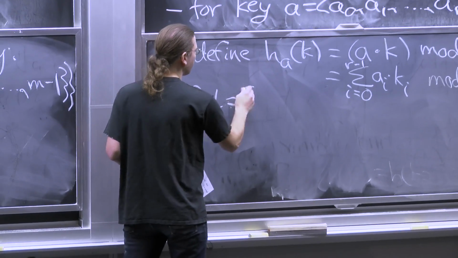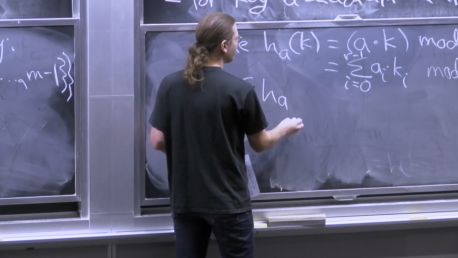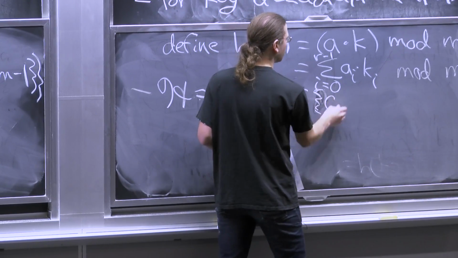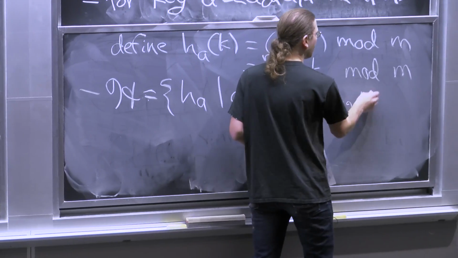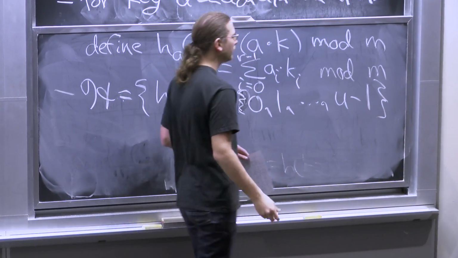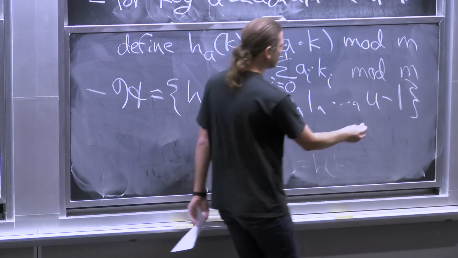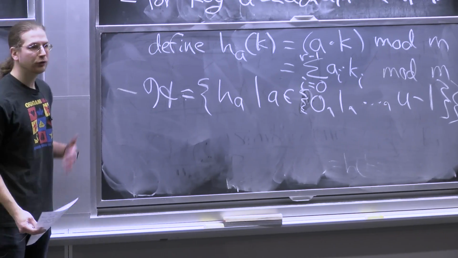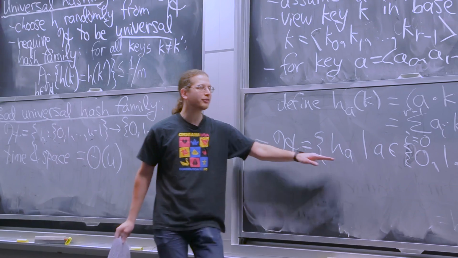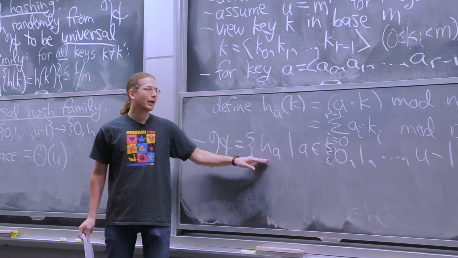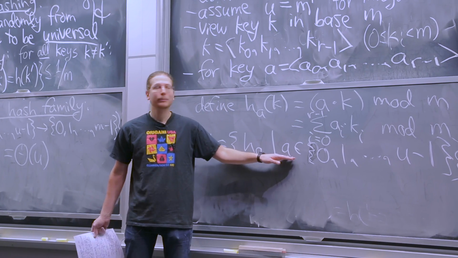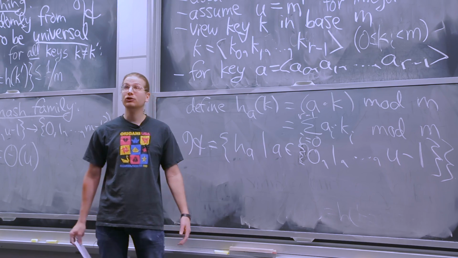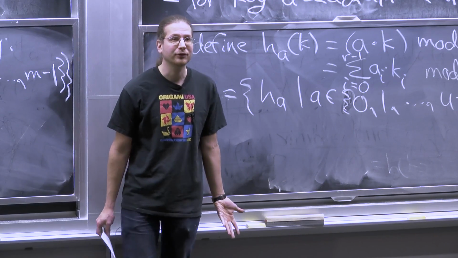The hash family H is just all of these h_a for all possible choices of a. a was a key, so it comes from the universe U. What that means is, to do universal hashing, I want to choose one of these h_a uniformly at random. How do I do that? I just choose a uniformly at random. Pretty easy. It's one random value from one random key, so that should take constant time and constant space to store one number.